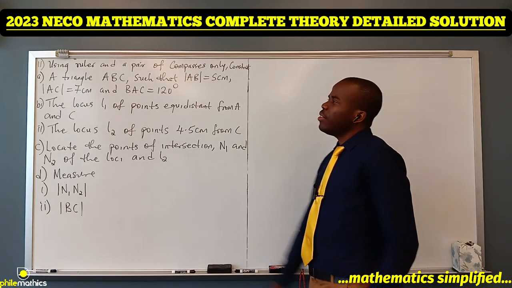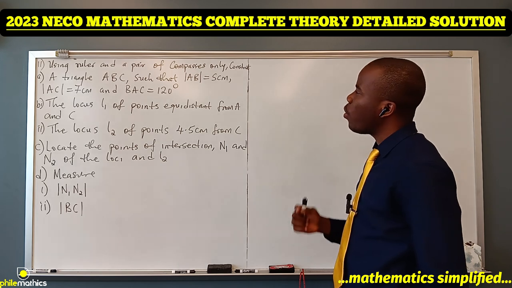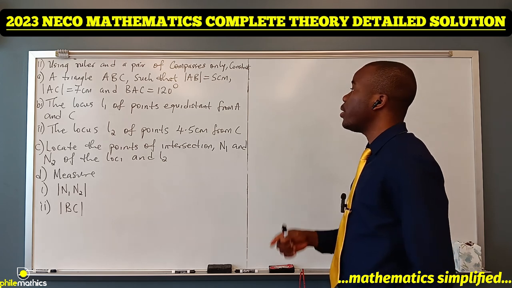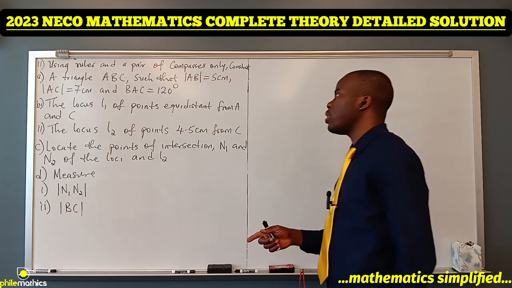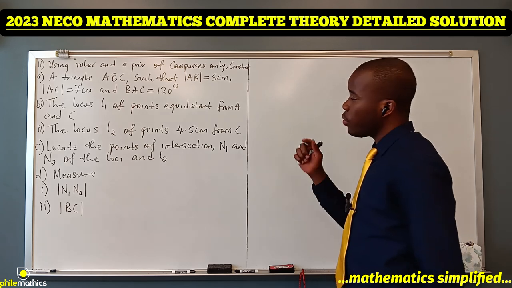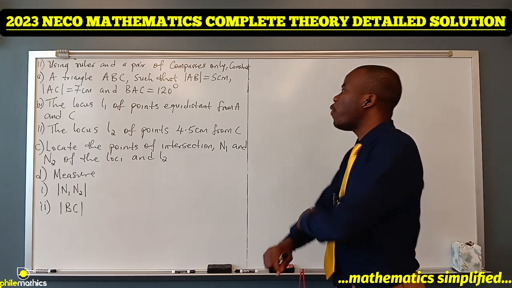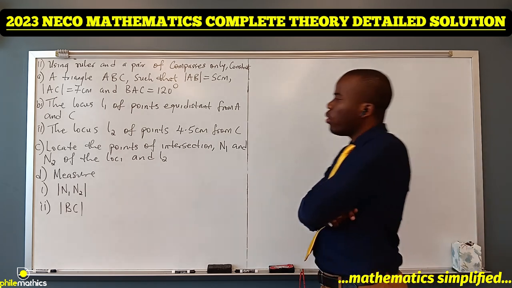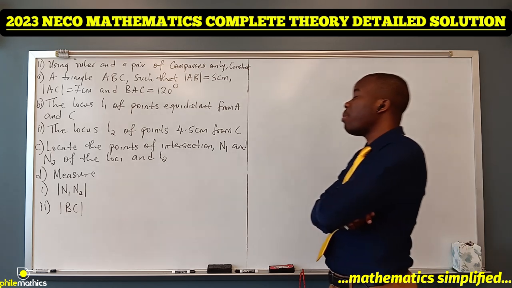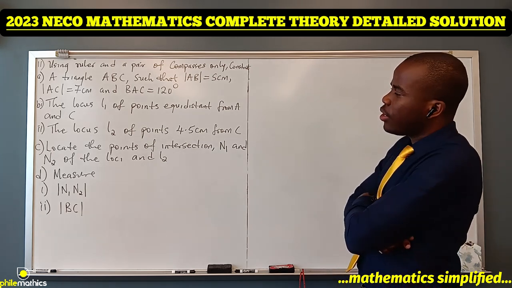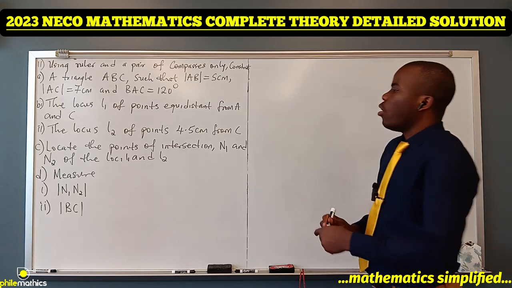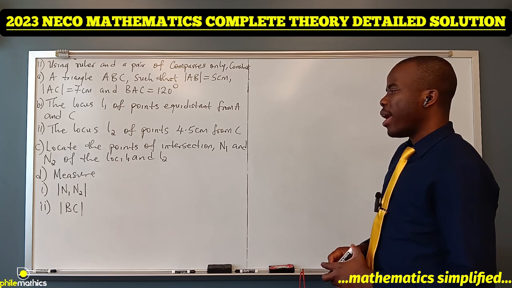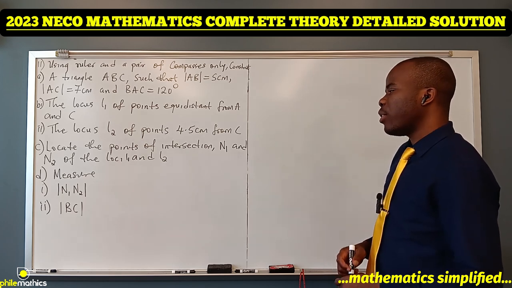Question 11 says, using ruler and a pair of compasses only, construct a triangle ABC such that AB is 5 cm, AC is 7 cm, and angle BAC is 120 degrees. I, the locus LO1 of points equidistant from A and C. II, the locus LO2 of points 4.5 cm from C. IC says, locate the points of intersection N1 and N2 of the loci LO1 and LO2. And this says, measure N1, N2. And II, measure line BC.